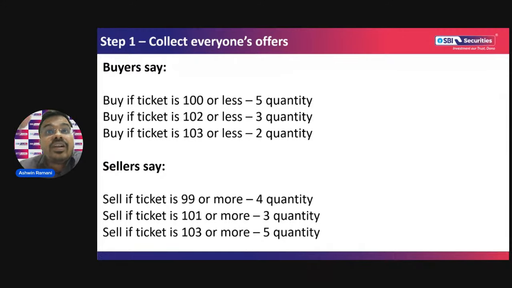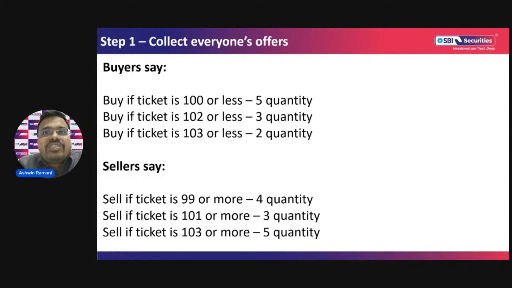ये आपका होता है order entry period from 9 to 9:07, because different people would want to buy at different price. They will have different price preferences. And there are sellers who say they will sell a ticket if the price is 99 or more. There are 4 tickets. If the price is 101 or more, there are 3 tickets. And if the ticket price is 103 or more, minimum 103 or more, there are 5 tickets here.